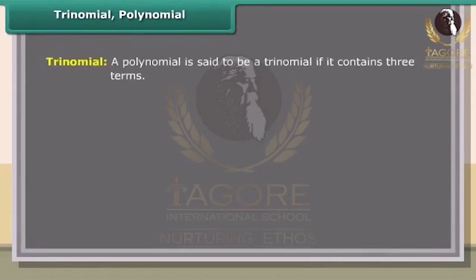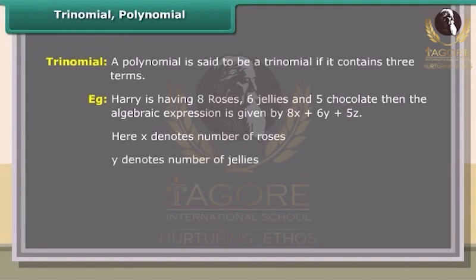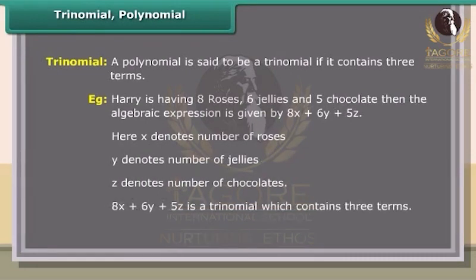Trinomial: a polynomial is said to be a trinomial if it contains 3 terms. For example, Harry is having 8 roses, 6 jellies, and 5 chocolates, then the algebraic expression is given by 8x plus 6y plus 5z. Here x denotes the number of roses, y denotes the number of jellies, z denotes the number of chocolates. 8x plus 6y plus 5z is a trinomial which contains 3 terms.